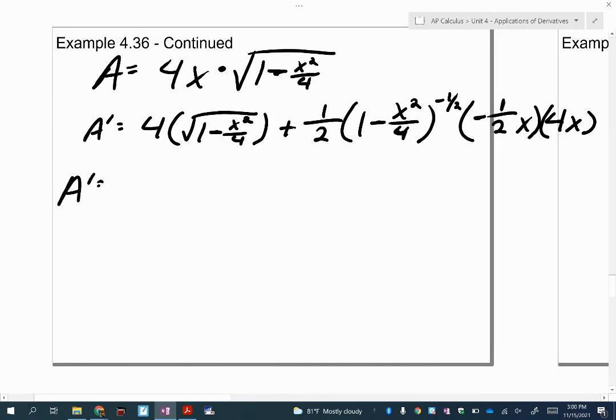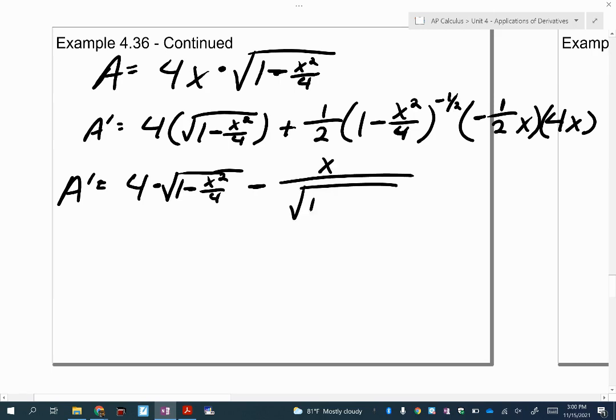All right, so there's a lot going on here. Let me make it a little nicer. So that's 4 times the square root of 1 minus x squared over 4. And this is going to be plus, let's see, what's going to go in the numerator? I have negative in there, so minus. I'll have this 4 way over here, and this 1/2 and 1/2, right? That's 1/2 times 1/2, which is 1/4, and 1/4 of 4 is 1. So it's just going to be negative x over the square root of 1 minus x squared over 4. Okay, make sure I got all that.